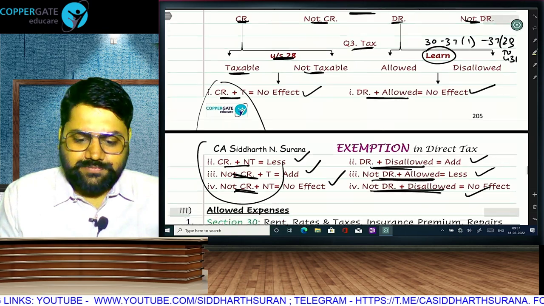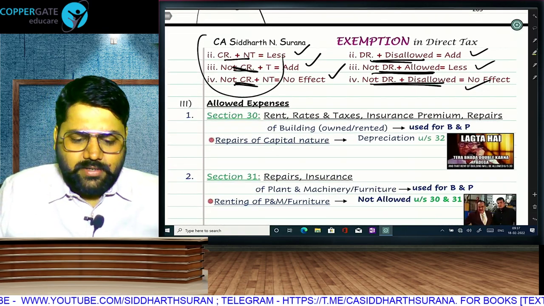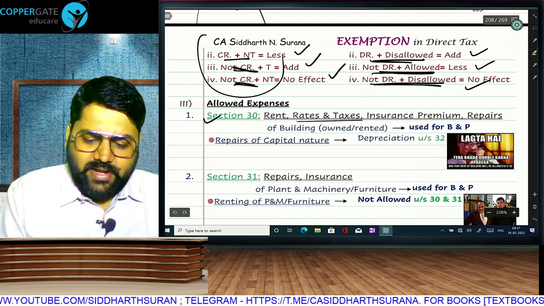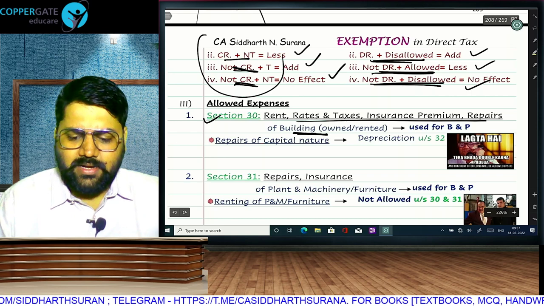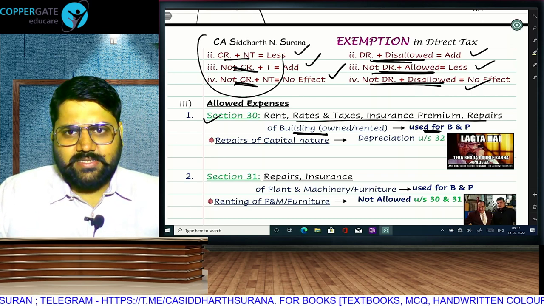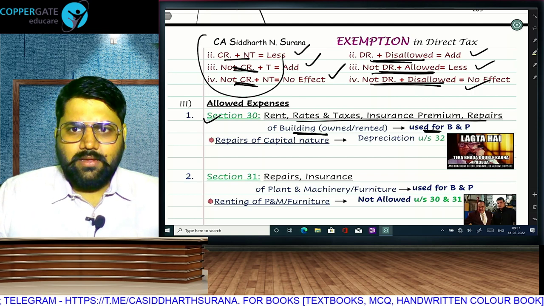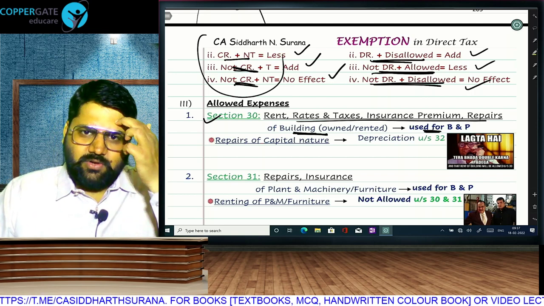Just follow the trick. But for that, of course, you will have to learn allowed expense and disallowed expense. Section 30: rent, trade taxes, repairs and insurance premium of building. It can be full building or part building, and the building should be used for business or profession. Building should be used for business or profession, then you will get the deduction of all these expenses.